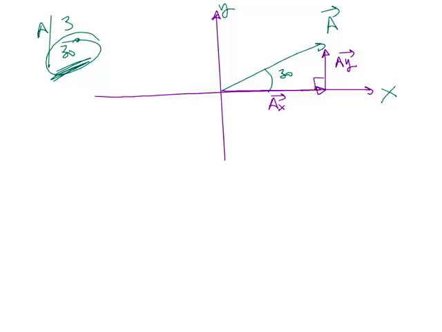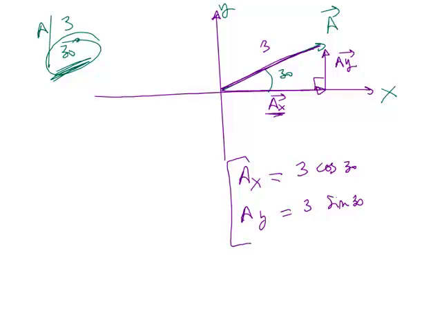If we know the length here, which is 3, then we can deduce the length of AX. Magnitude of AX will be 3 cosine 30, because AX is the one adjacent to the angle, therefore cosine. And for AY, the length of AY is opposite to the angle, therefore AY is equal to 3 sine 30. And remember, those are scalars, those are positive, they represent the length. Now we need to check the signs.